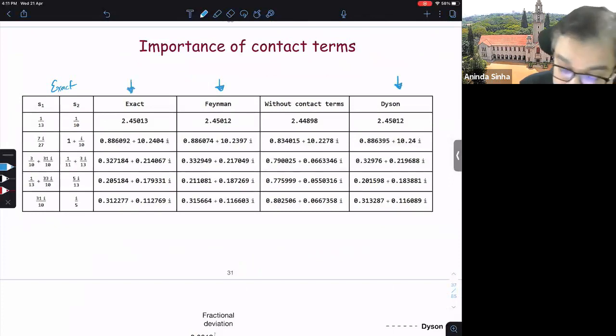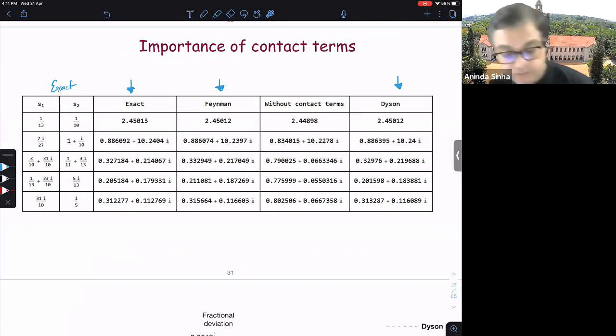You could say, let's remove the contact terms and do it, and you can start seeing important mismatches. For instance, here this is 0.79 and here it is 0.33. So if you remove the contact terms, you're going to get a big mismatch. So the contact terms are indeed extremely important.